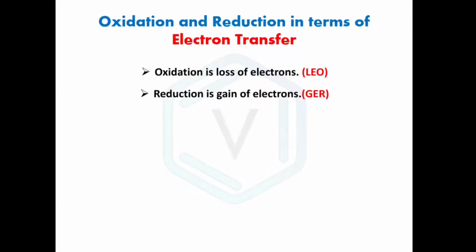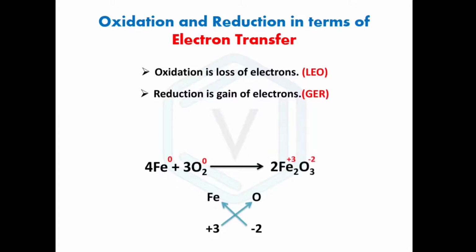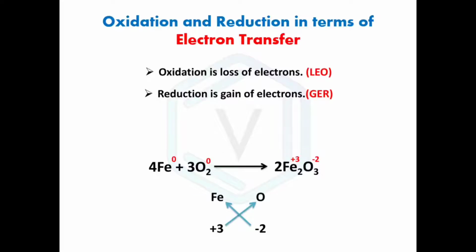Consider the following reaction. Iron combining with oxygen to form a new product, Fe2O3, iron oxide. On the reactant side, the charge of iron and oxygen is 0. But on the product side, the charge on iron is +3 and charge on oxygen is -2. Positive charge on iron indicates that it has donated electrons to oxygen, and negative charge on oxygen indicates that it has gained electrons from iron.